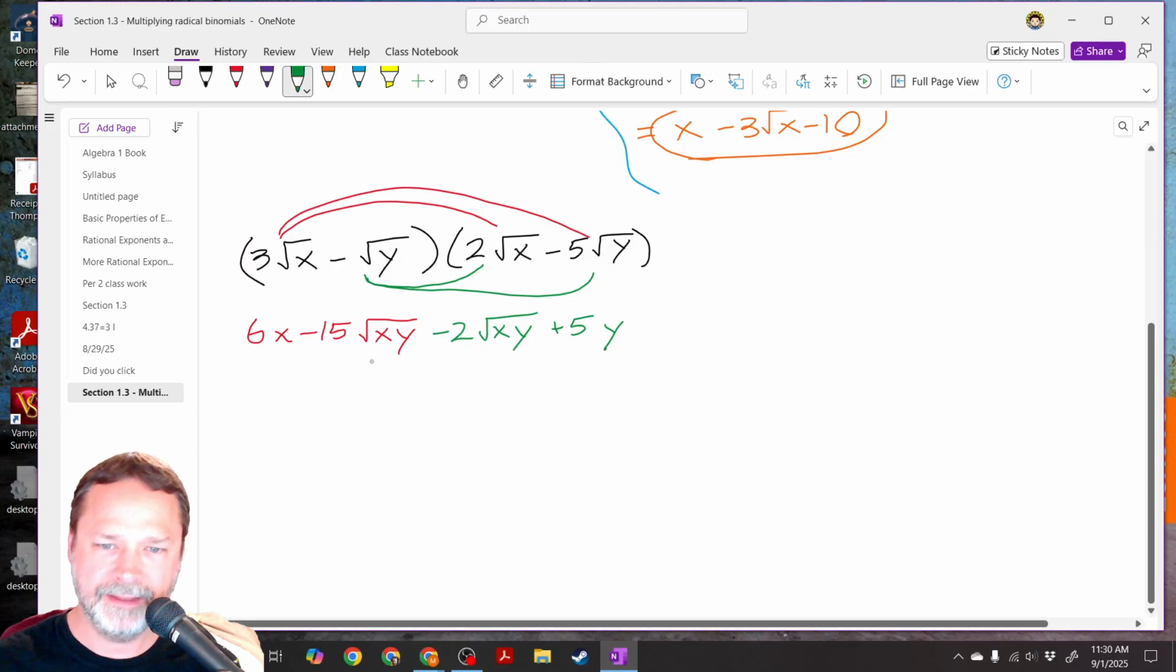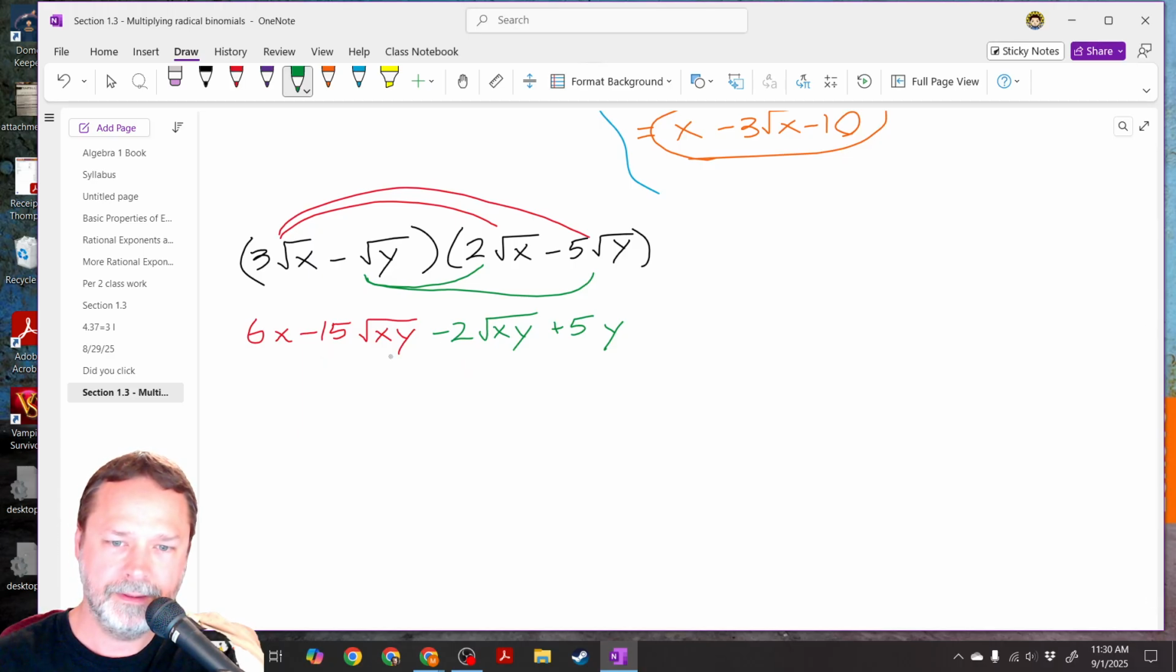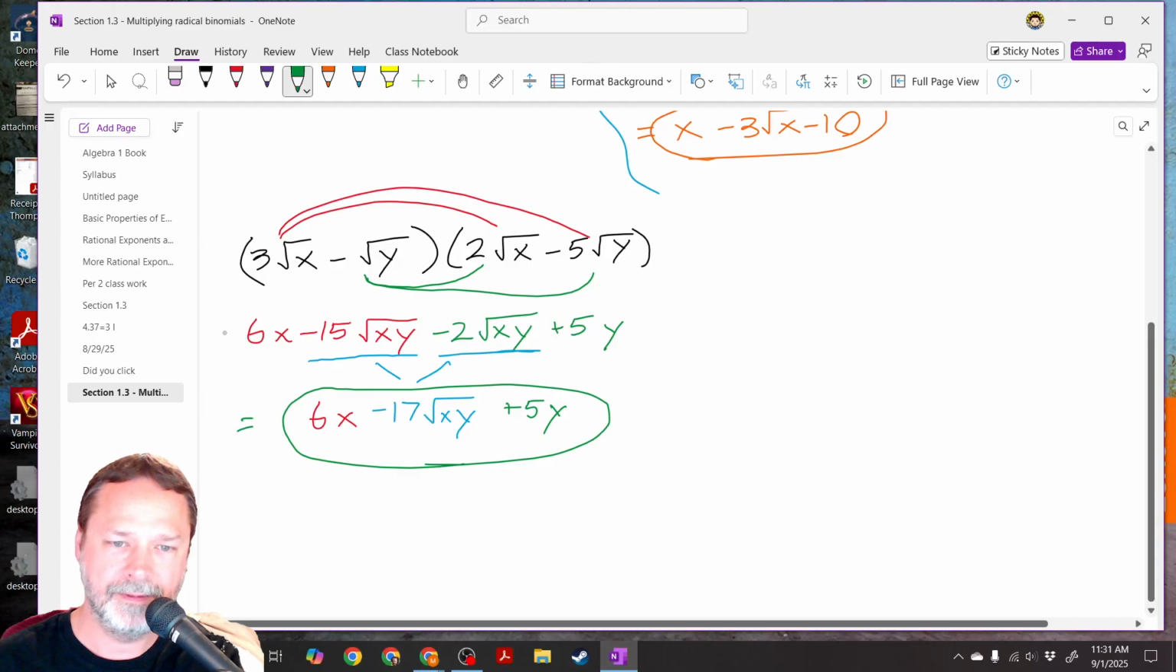And then we still got this issue where we need to combine like terms. Okay, we got this guy and this guy. These are like terms. Negative 15 of my root xy's plus negative 2 of my root xy's. What does that give me if I combine those guys? Negative 17 root xy. And then, of course, I still have my 6x out front, and I got my 5y in the back. And that would be my answer right there.